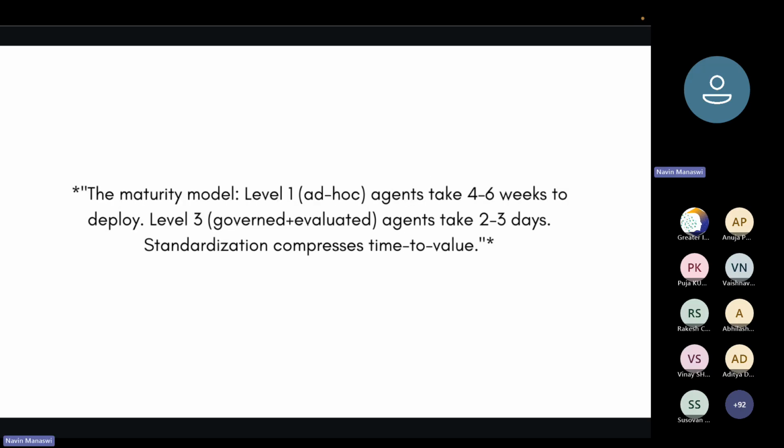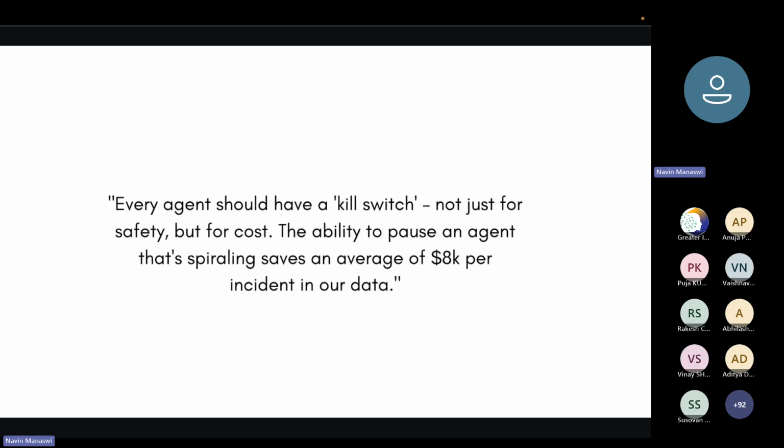The maturity model. Level one, an ad hoc agent, takes 4 to 6 weeks to deploy, while level three, governed plus evaluated agents, takes only 2 to 3 days extra. So we hardly spend much time. We take a very small amount of time to apply that, but the advantage is huge. Standardization compresses the time to value. You spend quite a bit less time, but you have a very high return on investment in that way.